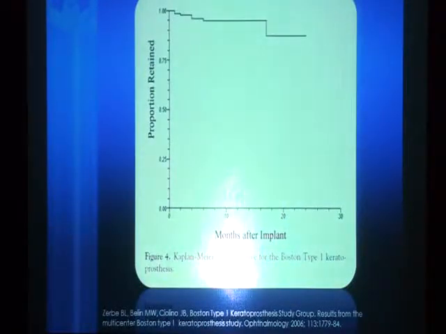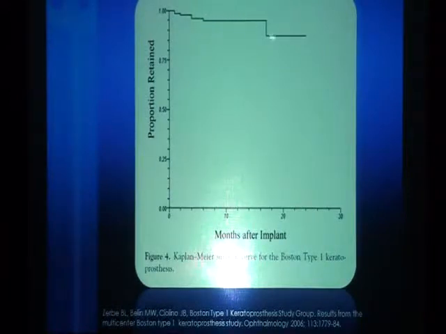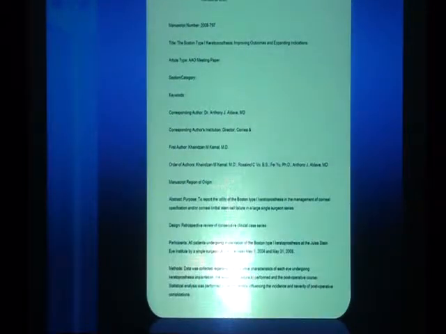They did provide a Kaplan-Meier survival curve, so we could take a look at the number of retention failures over time out to the study about 24 months. So after this came out, I decided to publish my own series of keratoprosthesis outcomes, and so this was a paper I submitted to the same journal, Ophthalmology, entitled Boston Type 1 Keratoprosthesis, Improving Outcomes and Expanding Indications.